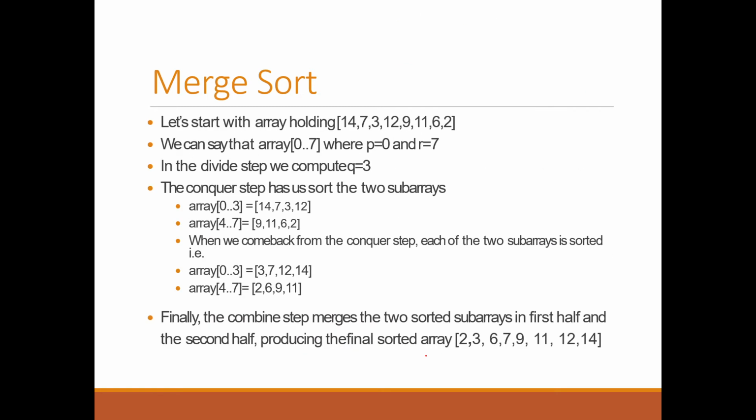So let us take an example here. For example, we have an array going from indexes 0, 1, 2, 3, 4, 5, 6 and 7. So n is 8, there are 8 elements in this array, and the indexes go from 0 to 7. So what is P? P is the first index, that is 0, and R is the last index, that is 7.